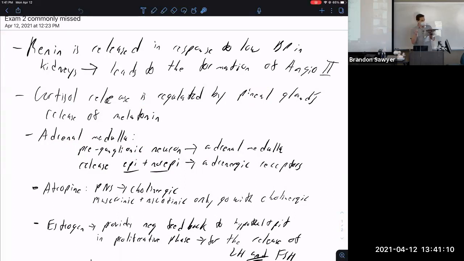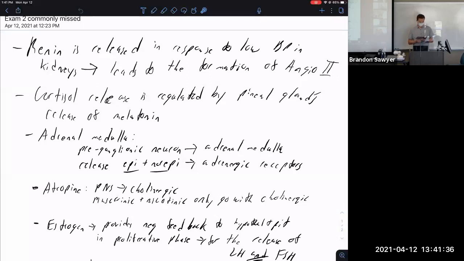Okay, but then there's this other branch to it that is a preganglionic neuron going to the adrenal medulla, right? That little gland on top of the kidneys. And then from there, the adrenal medulla releases these two hormones, epinephrine and norepinephrine, okay? And then those are going to go through the blood and bind to any receptors that they find that work for them, which are always going to be adrenergic receptors, okay?